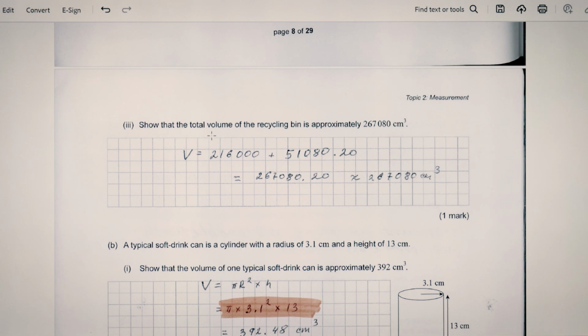Then the question says, show that the total volume is 267,080 centimeters cubed. In this case, we want to see the decimal places, okay? We want them not just to have whole numbers, because the answer is given. And if the student just writes down the answer, we were counting it as wrong. The answer is given, so we need to see the calculations, either adding these 2 numbers or the answer with decimal places.